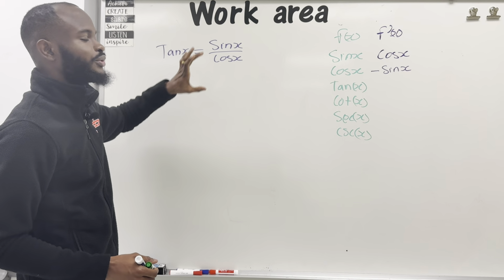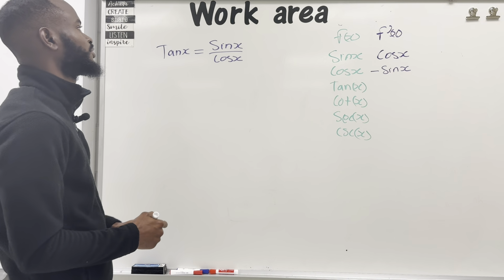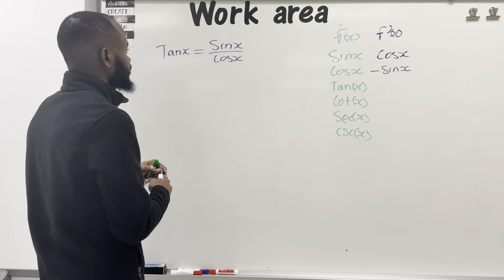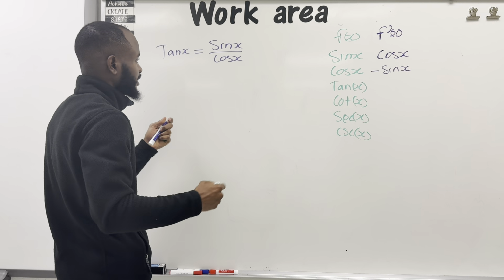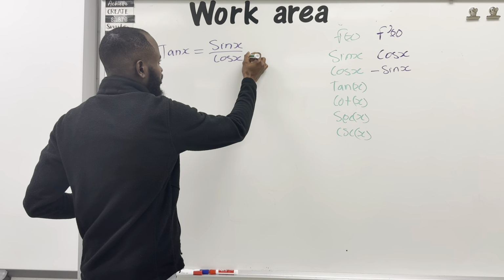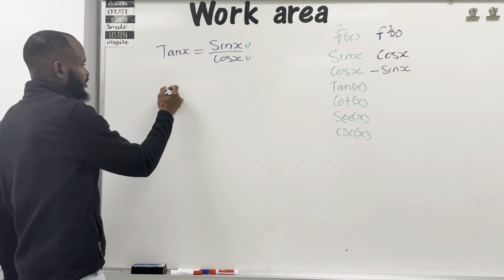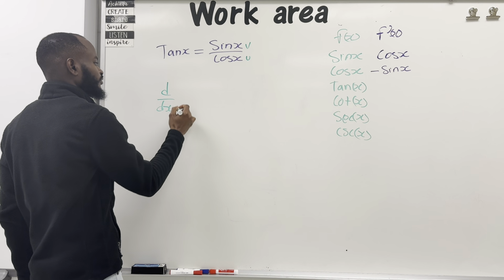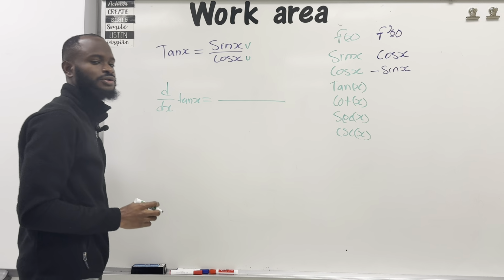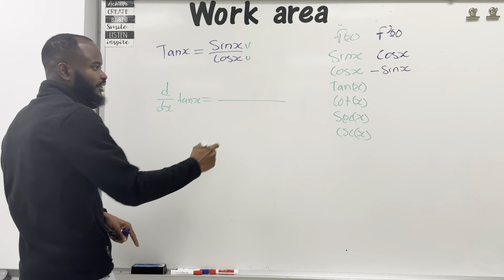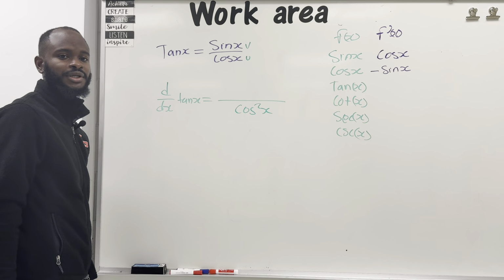Now, where we see a quotient right here, we think of the quotient rule. So we're going to use the quotient rule to find the derivative of this right here. So I'm going to label them because that's what I always do. It's like a little habit, but it's fine. I'm going to label this u and label this v right here. And d by dx of tangent of x is going to be equal to, and I'm just going to get straight to the point. So we're going to take the square of the denominator right here. So it's cosine squared of x in the denominator.